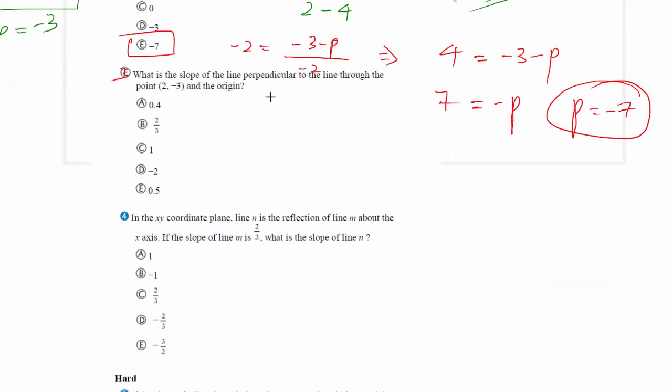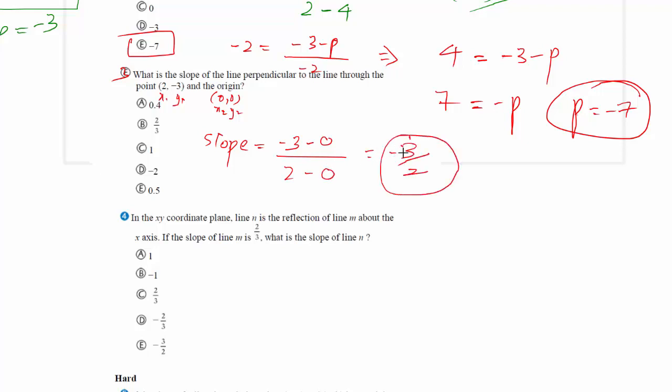What is the slope of the line perpendicular to the line through the point 2, negative 3 and the origin? So that means we can directly calculate the slope of this line. It is x1 y1 and the origin means 0 0, x2 y2. So the slope will be y1 minus y2, that's negative 3 minus 0, divided by x1 minus x2, that's 2 minus 0. So that's negative 3 divided by 2. So this is the slope of the line which is passing through the origin and through the point 2, negative 3. And we have to calculate that slope which is perpendicular to this line.